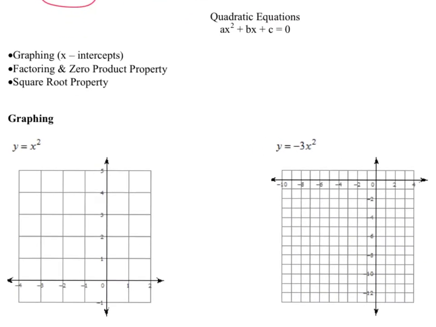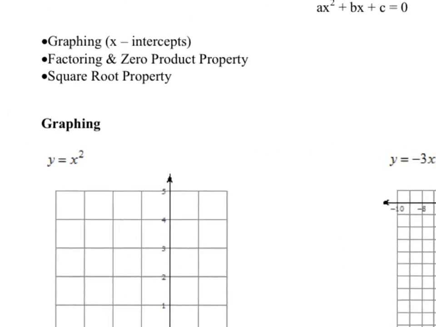One is to graph it, in which case we are looking for x-intercepts. Factoring or zero product property is another way to solve it, and these kinds of answers are called zeros because you're using the zero product property. And the square roots property method is leading us towards the quadratic formula, and these kinds of answers are called roots. Now they are all considered solutions to quadratic equations.